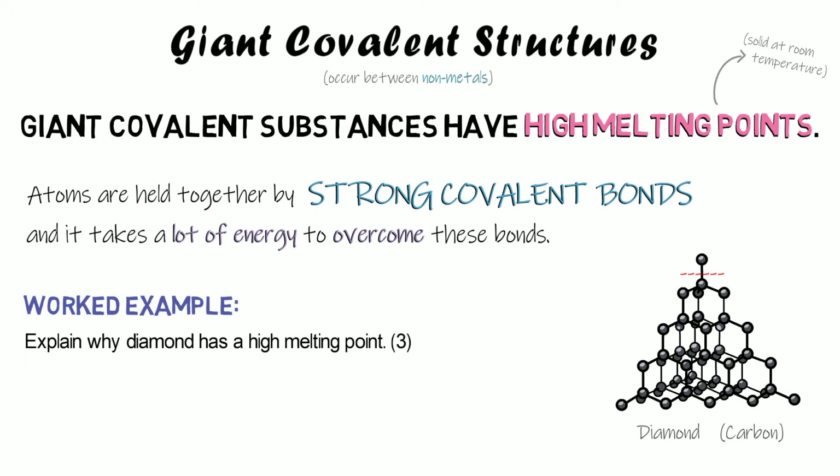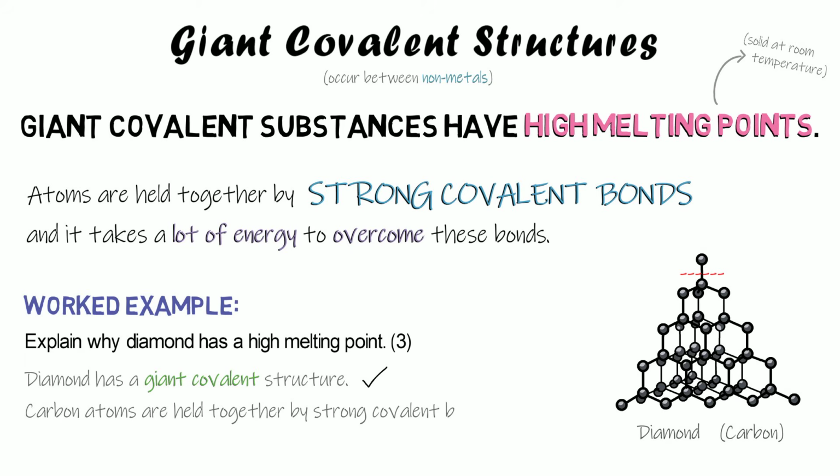You might be asked, explain why diamond has a high melting point. This is a really popular exam question. So the first thing we need to do is say the structure. Diamond has a giant covalent structure. It's not simple covalent. It's one of the few examples we need to memorise that are giant covalent.